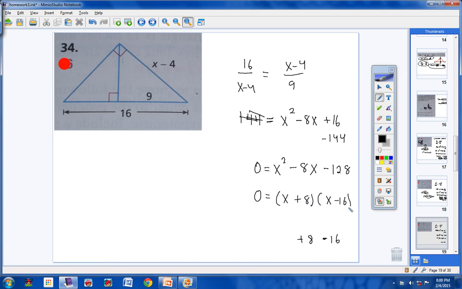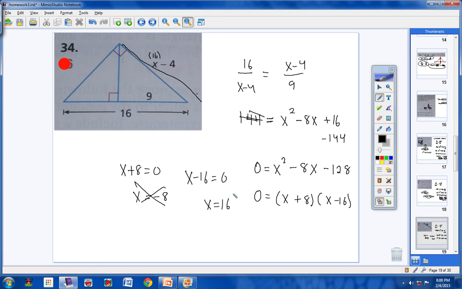So there we go. Now, if you take this first group here and set it equal to 0, x plus 8 equals 0, bring the 8 over and make it negative, x equals negative 8. Well, students, that's not going to work, okay? There's no way that's going to work. If you put a negative 8 right here, negative 8 plus 4 is negative 12, so that's not going to work. Okay, if we take x minus 16 and set that equal to 0 and solve, bring the 16 over and make it positive. Let's see if that works. Put a 16 in for x right here. 16 minus 4 is 12, so the whole length is 12. Yes, that works. So x equals 16.